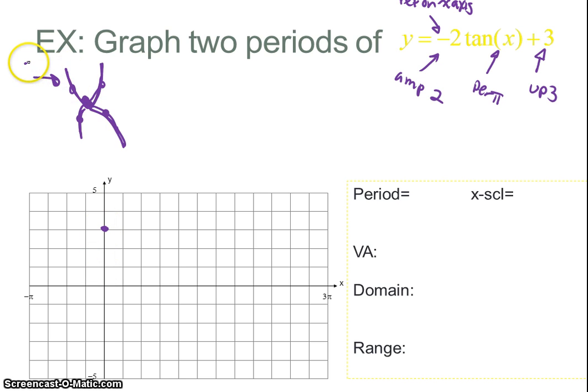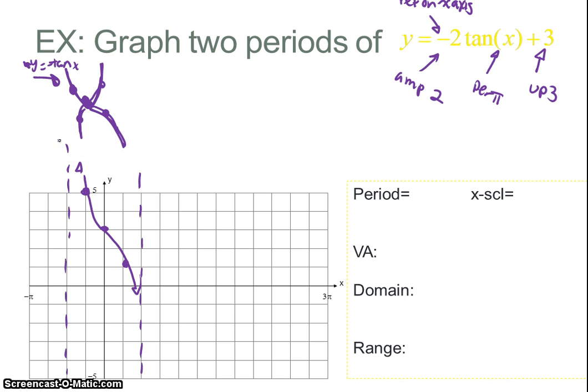And since we have the y equals negative tangent shape, we go over one key point and up our amplitude. So our amplitude is 2, over 1, up 2. We're over 1, down 2, because our amplitude is 2. We're going to go over one more box, and that's where our first asymptote is. And I'm going to draw in my curve.